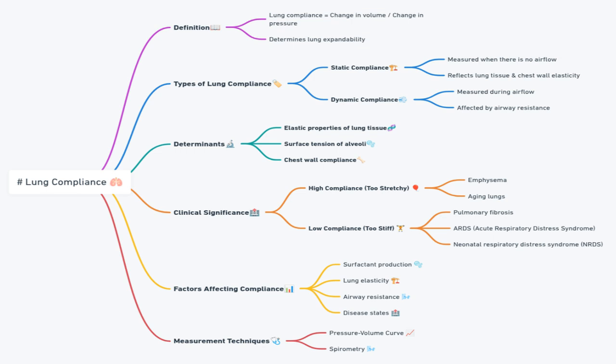Remember, compliance has to do with delta V over delta P, the change in volume over the change in pressure. So if you have a change in volume of 1,000 mL and a change in pressure of 5 centimeter H2O, then the compliance will be 1,000 over 5, which is 200 mL per cm H2O.